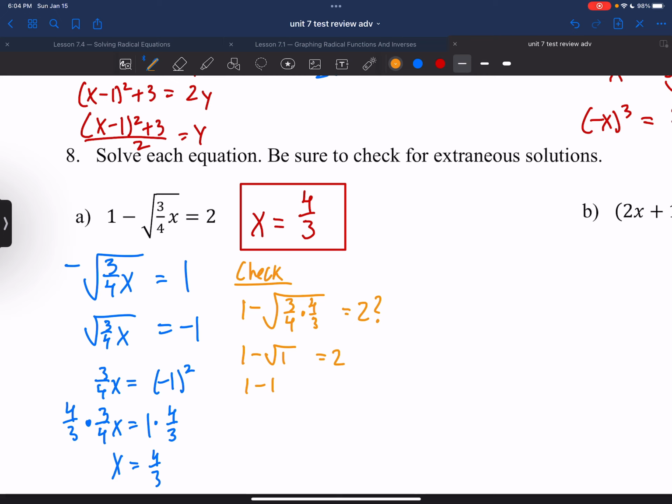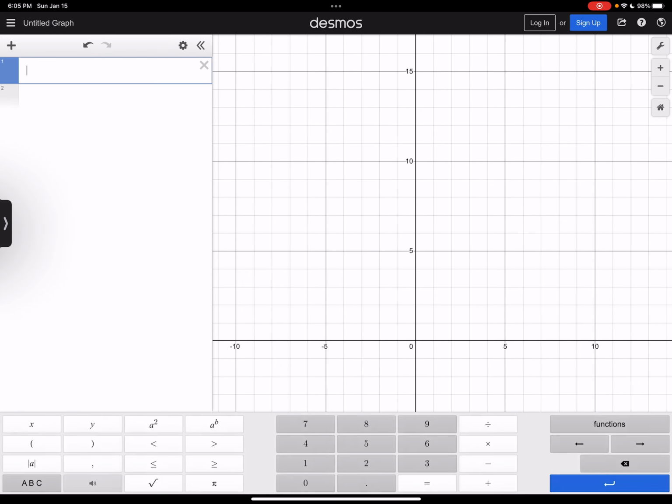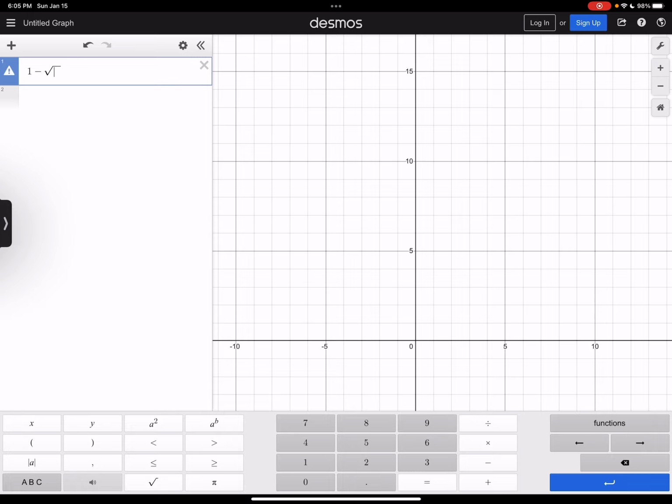You know what? I thought, when I made this, I thought it worked out. But it doesn't? I want to verify with Desmos real quick. 1 minus root 3/4. I'm not questioning my logic here. I just, when I constructed this problem, I thought it would have an answer.